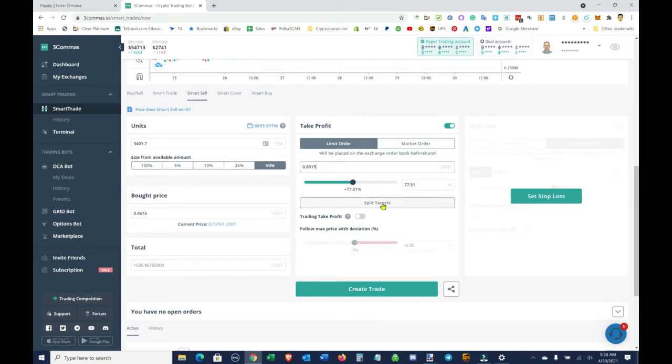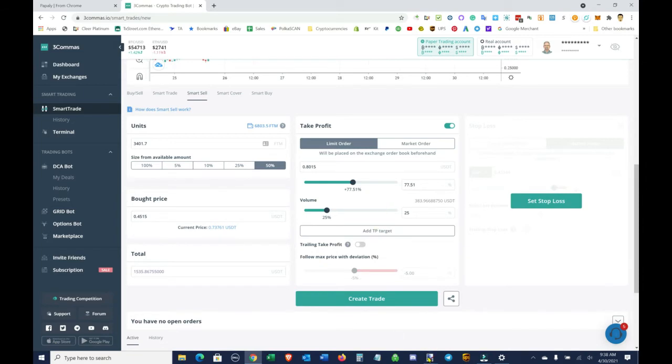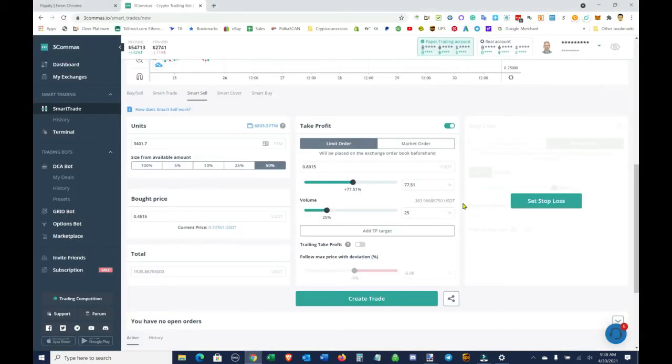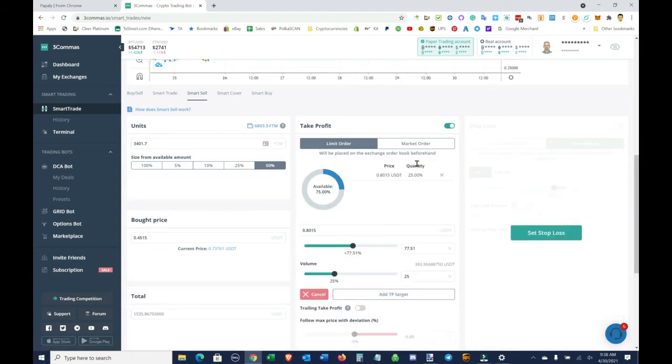Now, the thing is, I can put it just at one level, or I can split the targets, because like we have over here, the sniper had different target levels, and so we can set it up that way so that it'll execute at different prices. So right here it's saying I'm going to do 25%. So 25% of these units that I'm working with will be sold at this price, 80 cents. So I'm going to click add take profit, because my total amount has to add up to 100%.